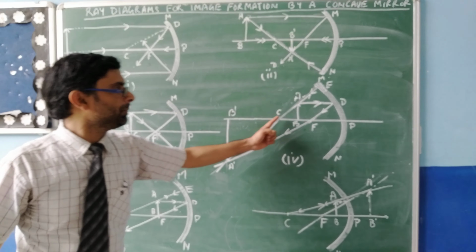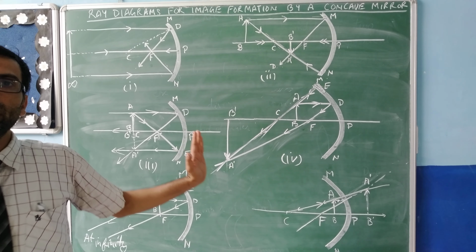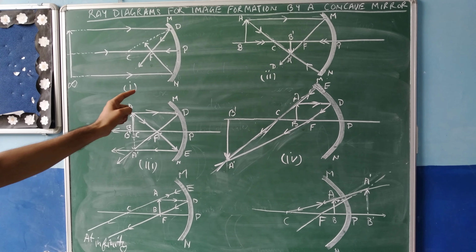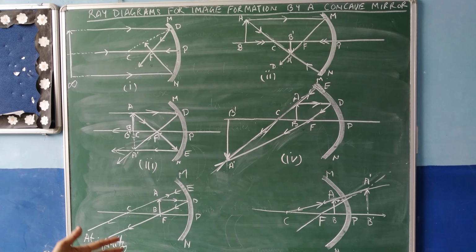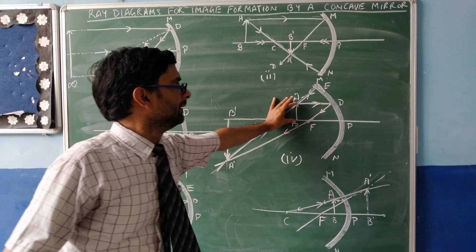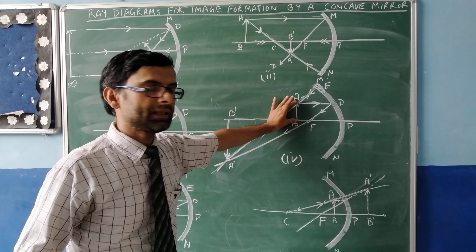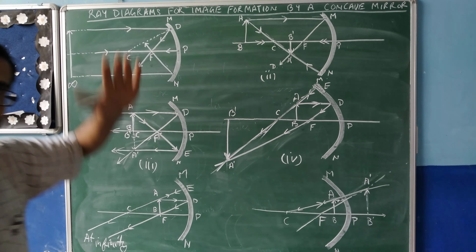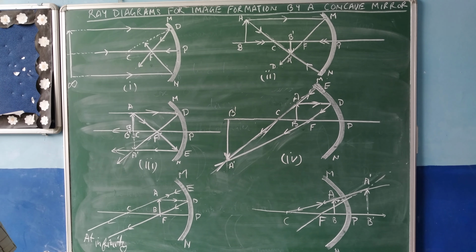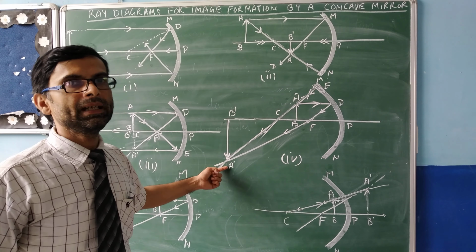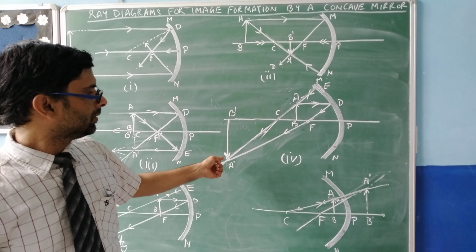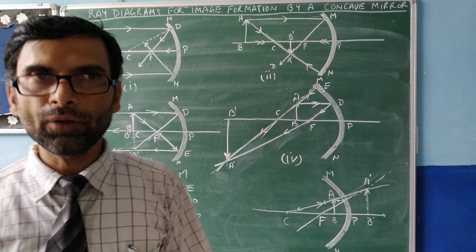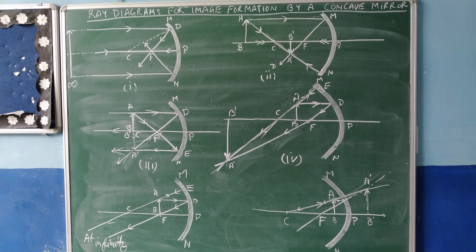And here also, the position of the image is beyond C. And what is the size of the image? It is large. It is enlarged. Means this was the object size, and see the image size. Image size is large. And further, it is real and inverted. Rays actually meet, therefore it is real, and see the arrow, it is inverted. So the nature of the image is real and inverted.